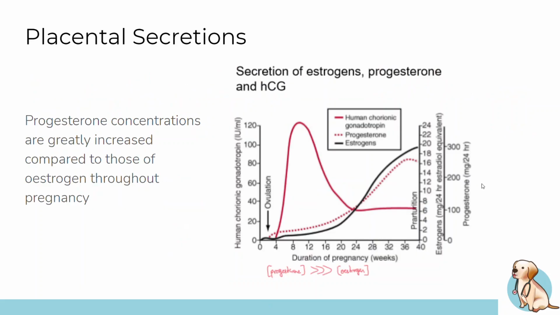In terms of secretions, the placenta's production of progesterone and estrogen is the most important. So that's this red and black line here. They've got a similar pattern in that they both increase towards the end of pregnancy, but the scales are very different. There's a much higher concentration of progesterone than estrogen.